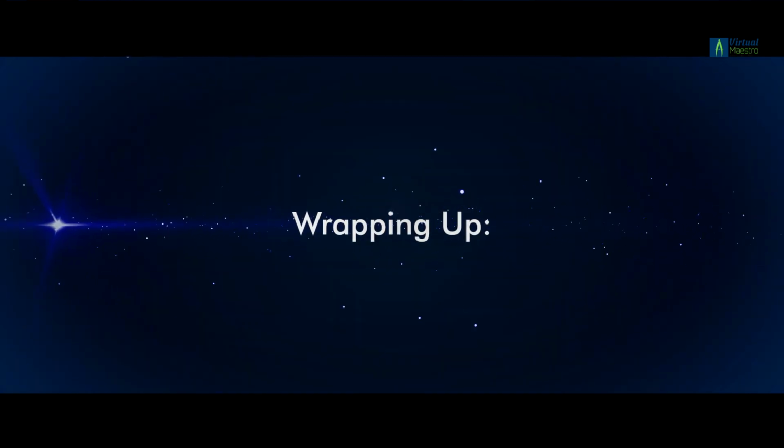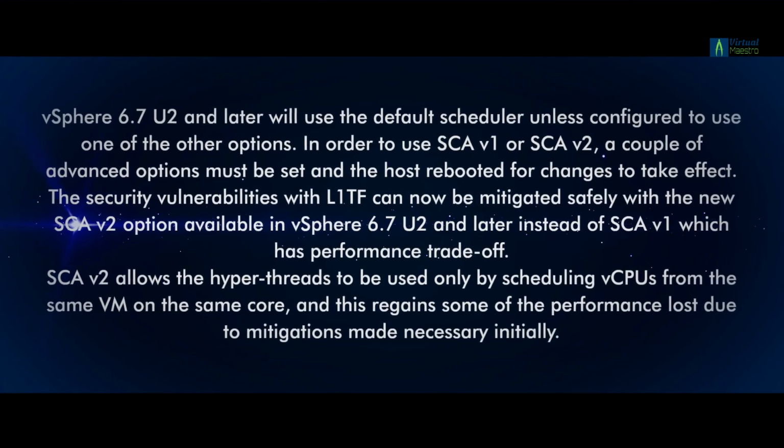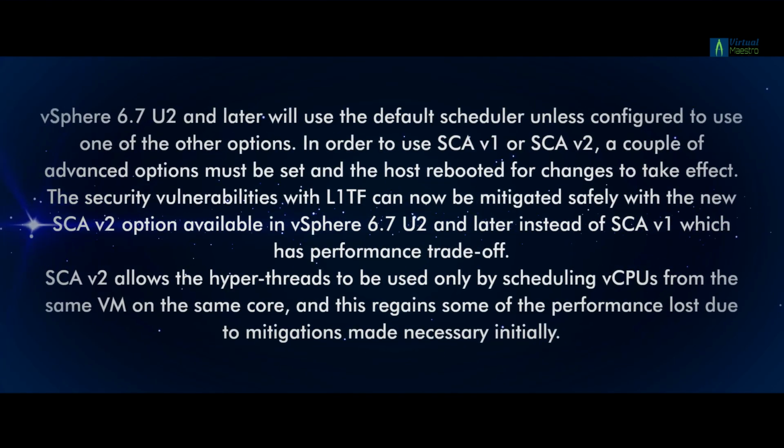Wrapping up, vSphere 6.7 U2 and later will use the default scheduler unless configured to use one of the other options. In order to use SCA v1 or SCA v2, a couple of advanced options must be set and the host rebooted for changes to take effect. The security vulnerabilities with L1TF can now be mitigated safely with the new SCA v2 option available in vSphere 6.7 U2 and later instead of SCA v1, which has a performance trade-off.